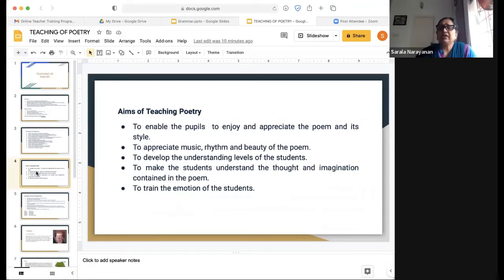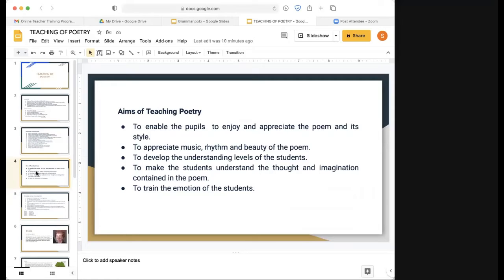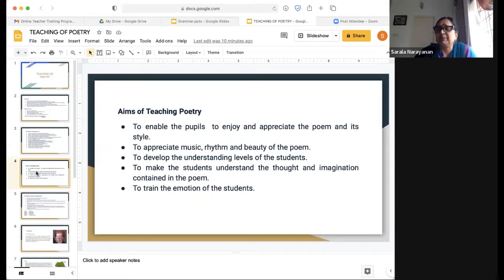Okay. So what we have enjoyed as language teachers while reading poetry, we should make the students enjoy that. That is the purpose of teaching poetry to our students. It's not just to write question answers and things like that. They should appreciate and enjoy any piece of poetry. That is the main important idea. And also to make them identify the musical note in it, the rhythm and beauty.